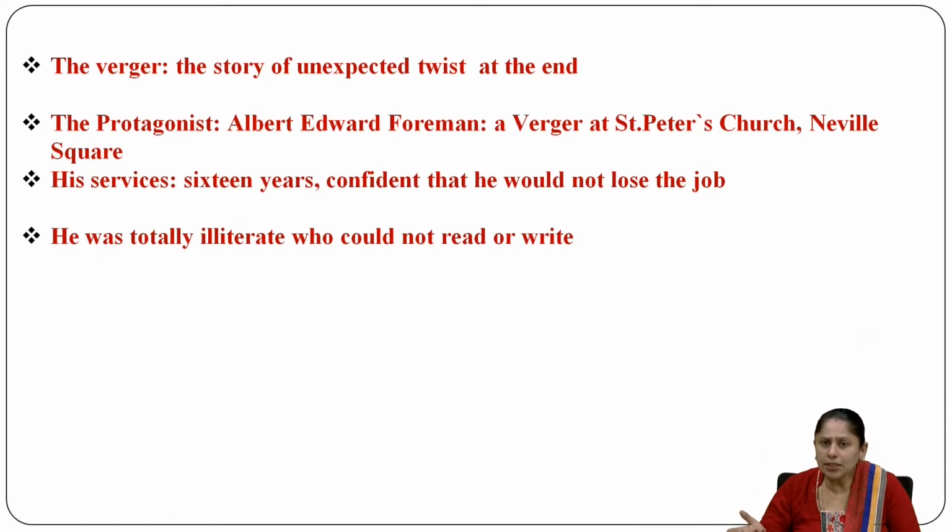So there wasn't any need to do the learning, reading and writing, and that is why he was an illiterate person. From the beginning of his job, he was an illiterate person, and he hadn't learned anything during his 16 years of duty, because it was not required anywhere. That's why he didn't take the education. He was totally illiterate and could not read or write.